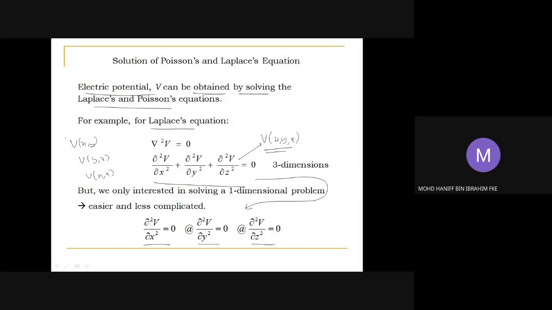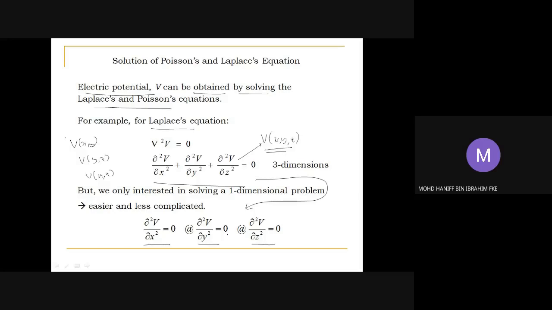The selection of whether V changes with regard to x, y, or z will depend on your problems, so you have to select it very carefully. You have to know from the questions what the change of V is. Is V changing in the x direction, the y direction, or the z direction? You need to know this clearly, and it should be given in your problems.